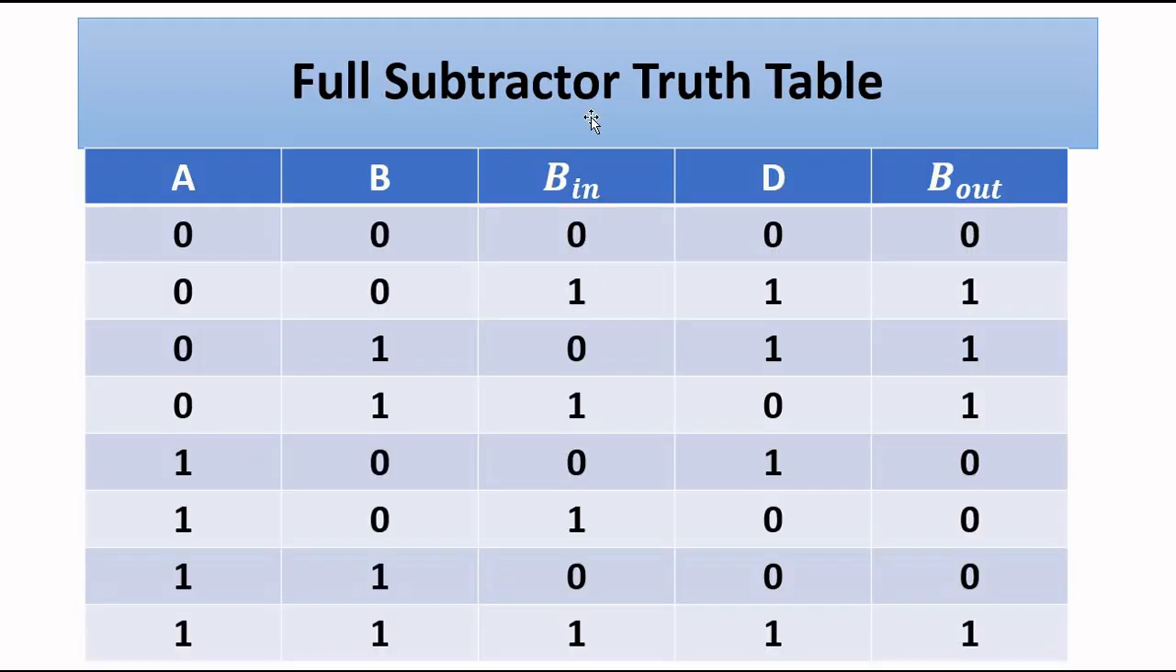So this is the truth table of the full subtractor for various combinations of the inputs A, B, Bn. We have the difference and borrow outputs, you can see, and you can check. You can put these values in the Boolean expression and check whether they match. So this is the truth table.